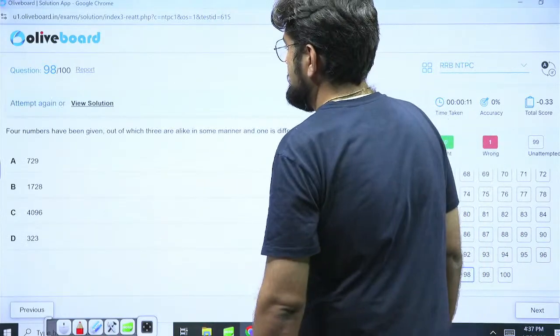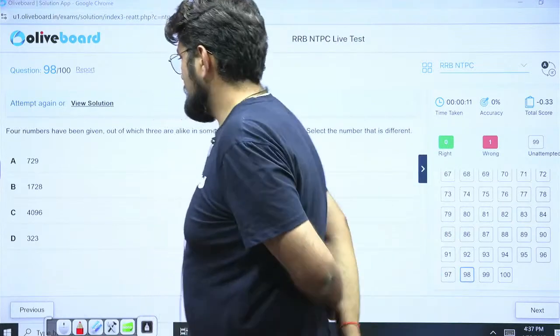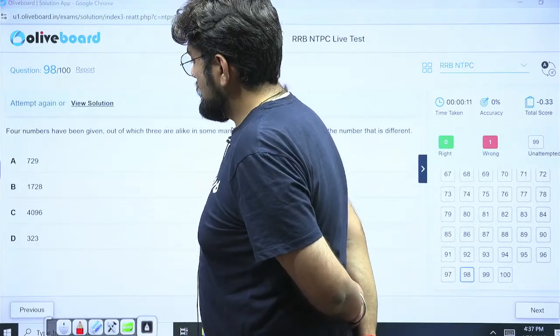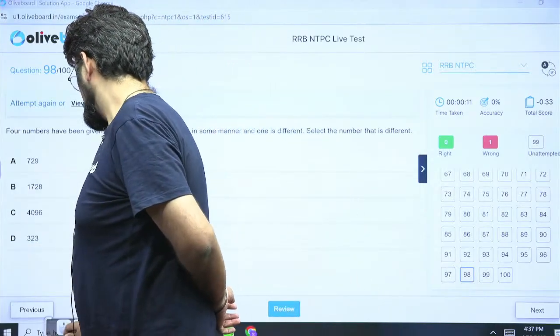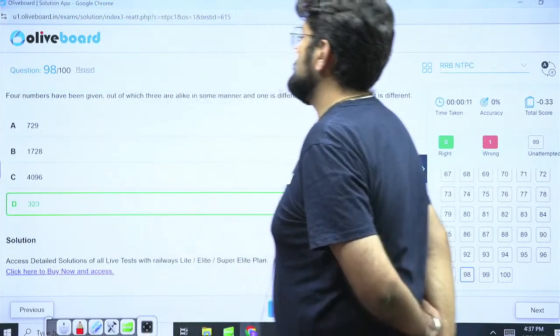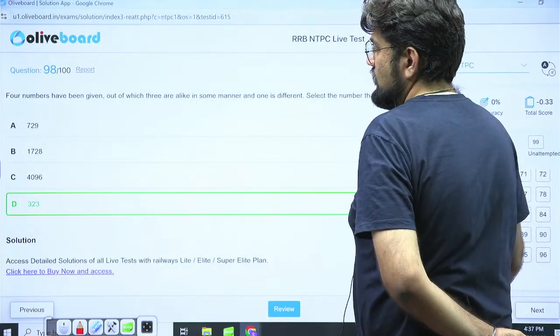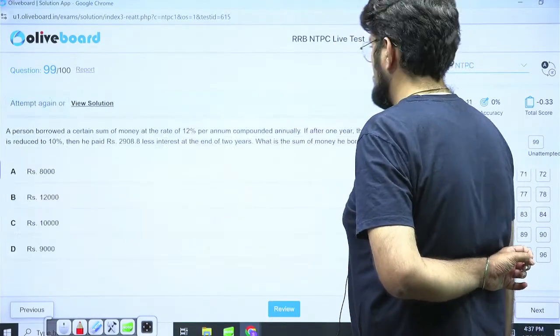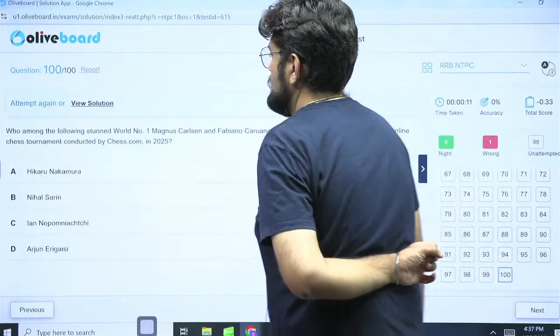98. Select the number that is different. 729 is 9 cube, 12 cube. So 323 is not a cube, I think. So that is a correct answer. This is very easy, guys. Next. 16 cube, 12 cube, 9 cube. Next. 99 and 100.